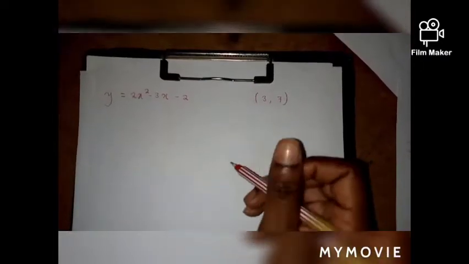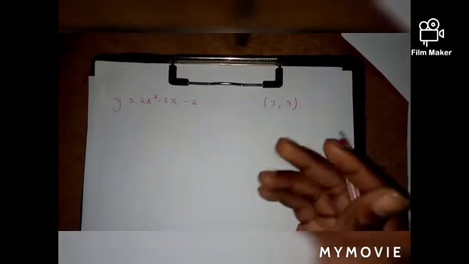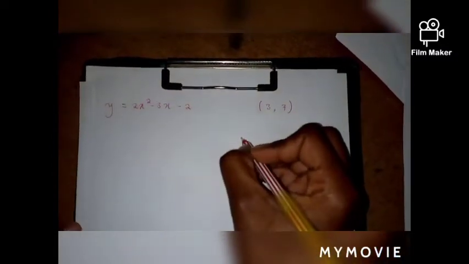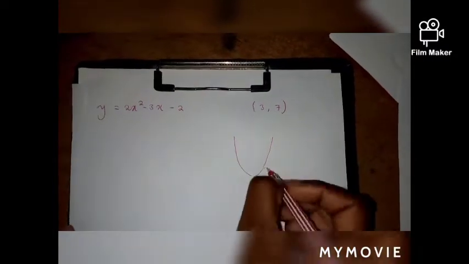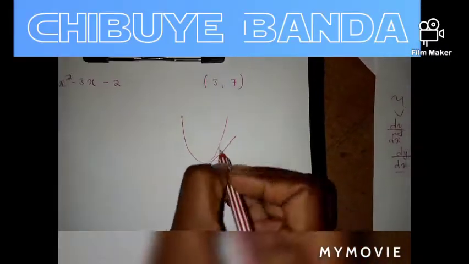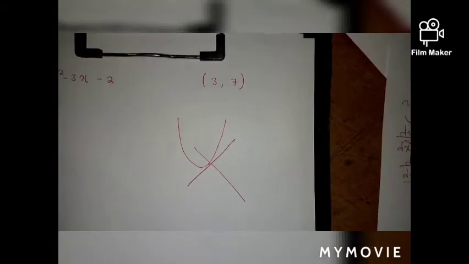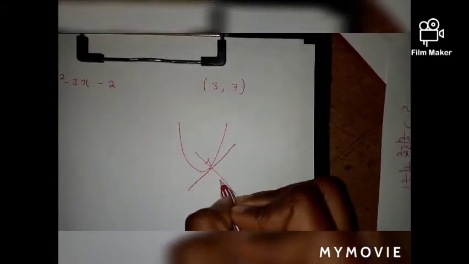So from reading the question, which told us to find the equation of the normal, we're going to draw the curve. Here we are insinuating that's the curve and this is the tangent. Then the normal cuts the tangent at 90 degrees. So this is the normal.